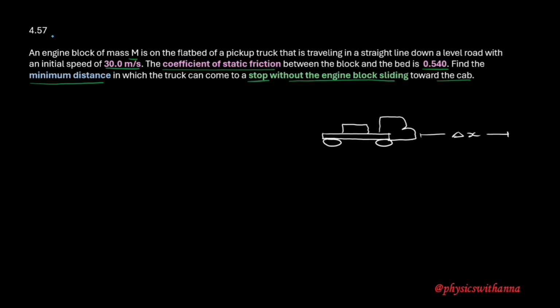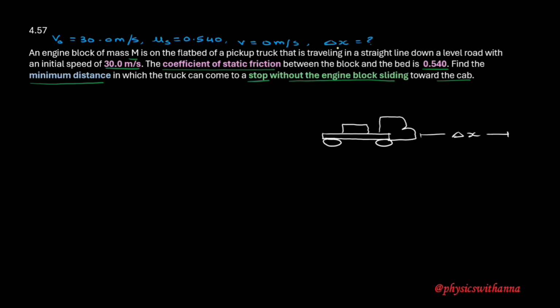We have the initial speed of the pickup truck, which we will write as V0, that is 30 meters per second. We have the coefficient of static friction mu s, that is 0.540. And since the truck needs to come to a stop, its final speed will be 0 meters per second. We need to find what distance delta x it must cover so that the engine block does not slide on the flat bed.